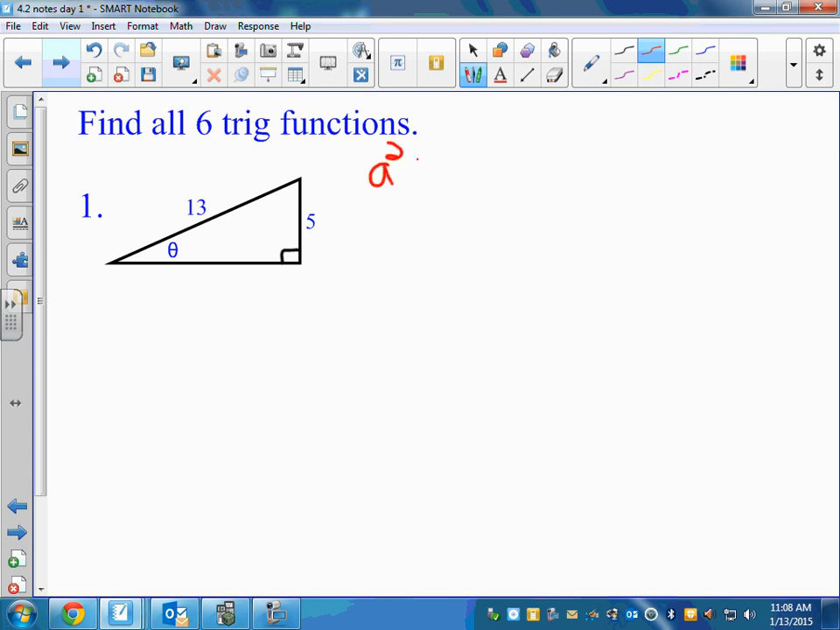Pythagorean theorem: a squared plus b squared equals c squared. The hypotenuse squared will always equal the sum of the legs squared. So if they only give you 2 sides of the triangle, the Pythagorean theorem is what you're going to need to do first. If you don't get a nice number, if you get a square root, do not give me a decimal. Leave it as a square root.